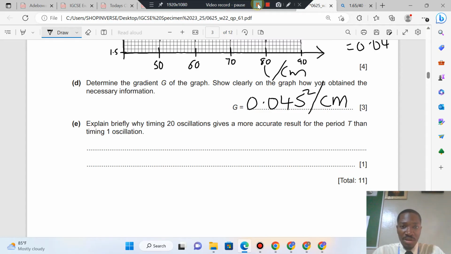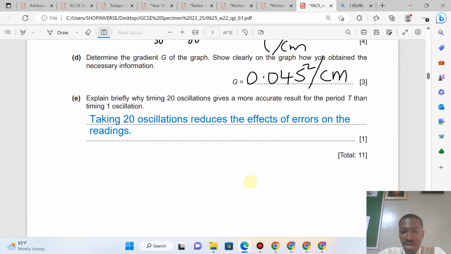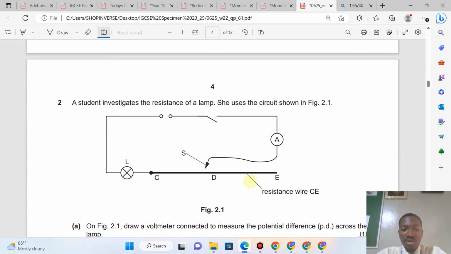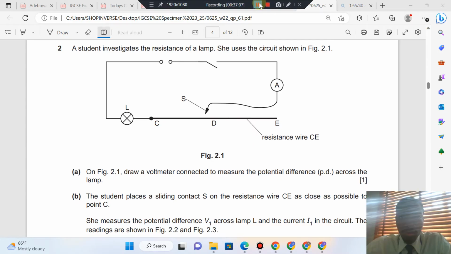So I type that here. Taking 20 oscillations reduces the effects of errors on the readings. Okay, be it parallax error, be it zero error, be it human error, it reduces the contribution of errors in your readings. We go straight to question number 2, which is electricity. Alright, straight to question 2.